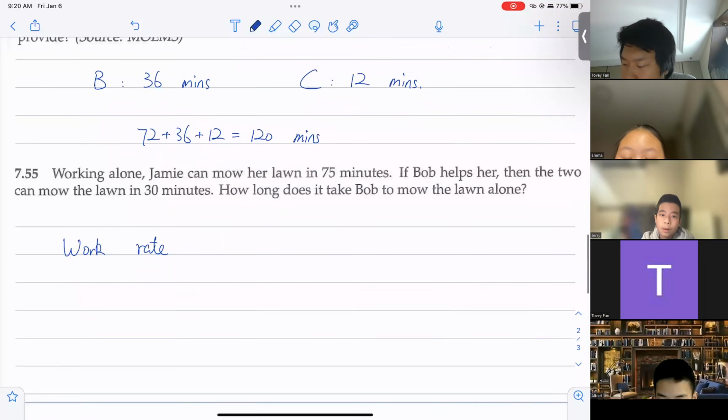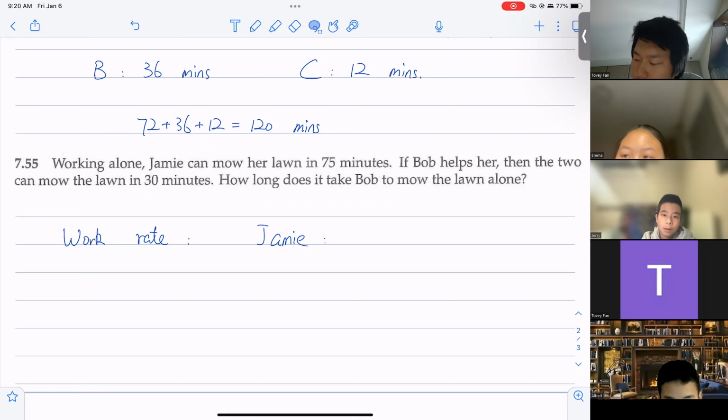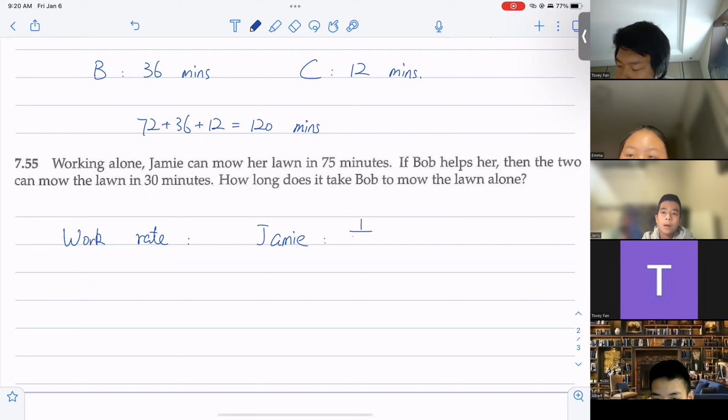So in this question, let's use it as an example. Let's say Jamie. We know that Jamie can mow the lawn in 75 minutes by herself. So in other words, the work rate for Jamie is 1/75 of the entire lawn, of the entire job, in 1 minute. See if that makes sense. It takes Jamie 75 minutes to complete a job, and here the job is to mow the lawn.